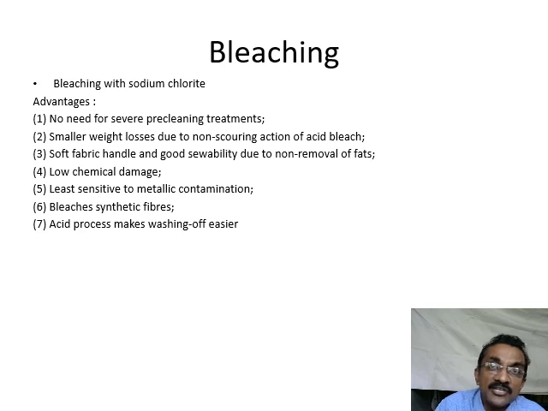Acid process makes the washing off easier. Removal of acid is very easy as compared with the removal of alkali. In the previous two processes, alkali was the medium to maintain the pH, so after the bleaching, the amount of water required to remove the alkali from the fabric is more. But for sodium chlorite, acidic pH is required, so acids are used. Acids can be easily washed out after the bleaching process, so the amount of water required will be very little.